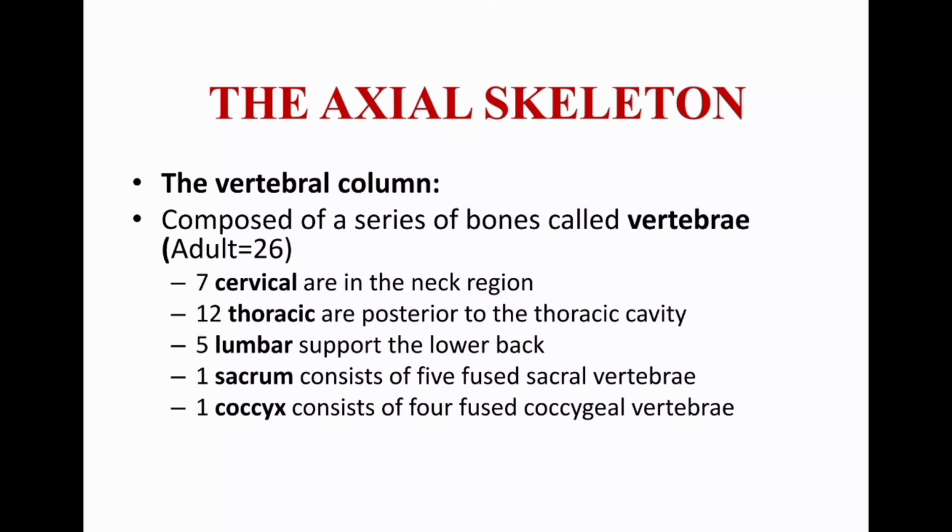The 7 cervical are in the neck region. The 12 thoracic are present in the thoracic cavity on the posterior side. The 5 lumbar support the lower back. The 1 sacrum consists of 5 fused sacral vertebrae. The 1 coccyx consists of 4 fused coccygeal vertebrae. So this is how the vertebral column is composed of a series of bones called vertebrae.